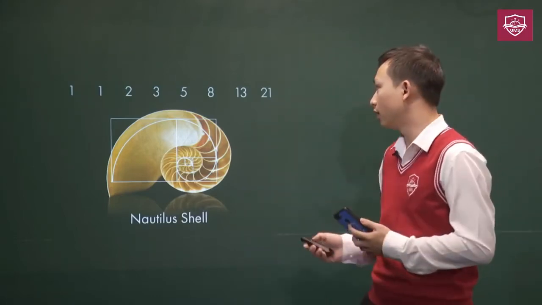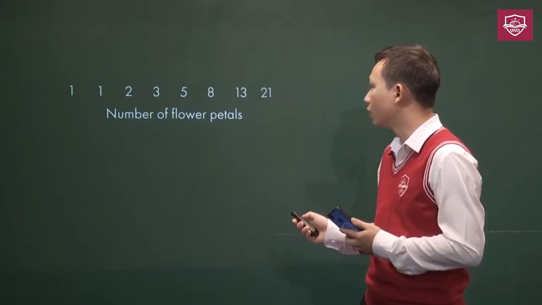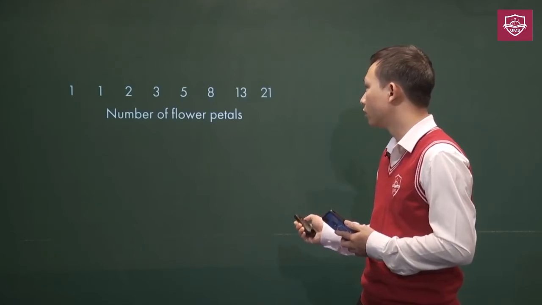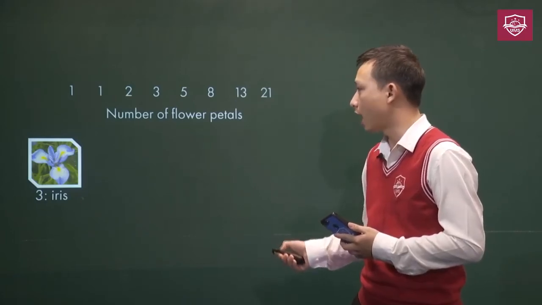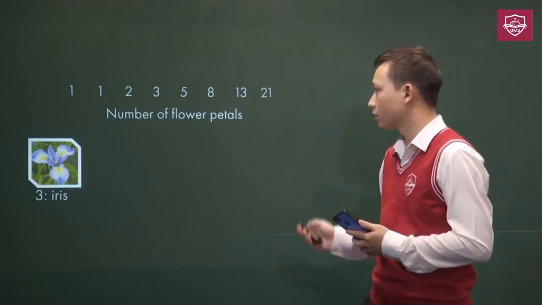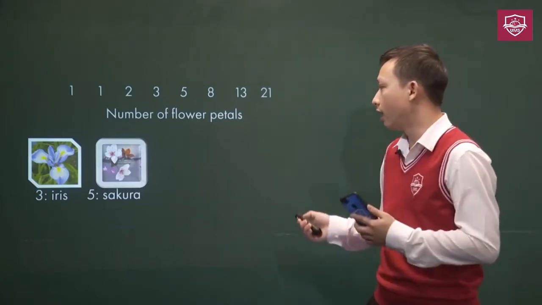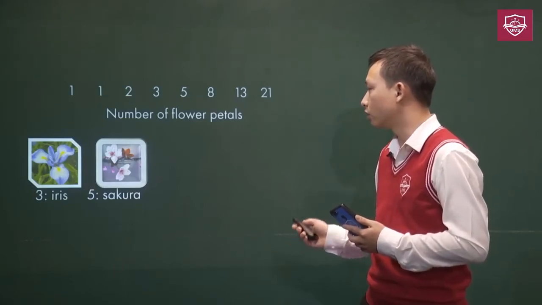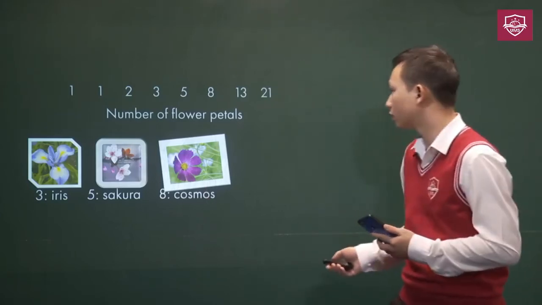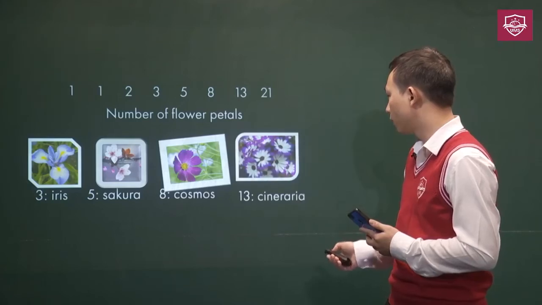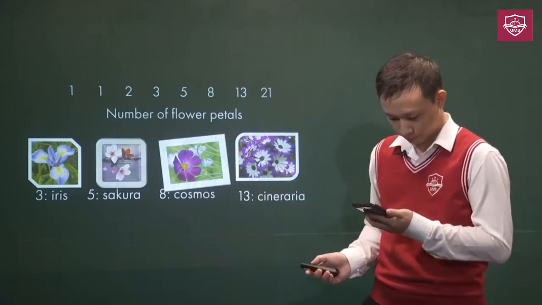And there are more than that. I'll give you another example. The beauty of the Fibonacci sequence. Here we have the number of flower petals. Starting from 3, the iris has 3 petals. The sakura has 5 petals. Actually, there are a lot of flowers in the world that have 3 petals. It is very popular. And the next is 8, the cosmos. Quite popular in Vietnam too. And we have the scenario, a flower that is not really popular in Vietnam.